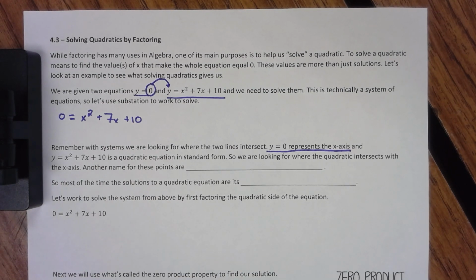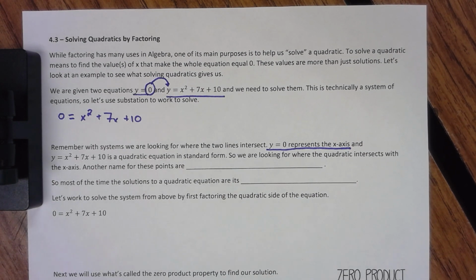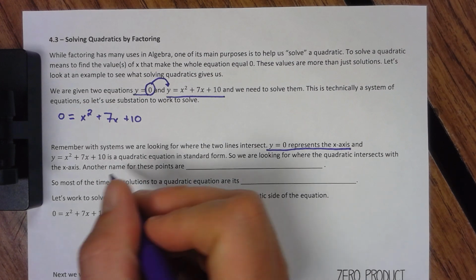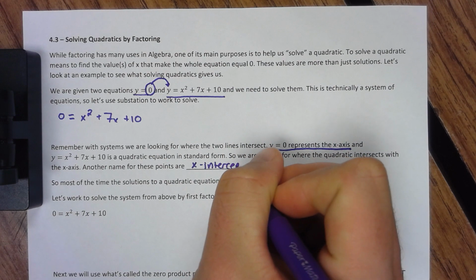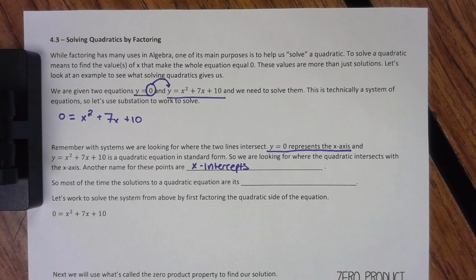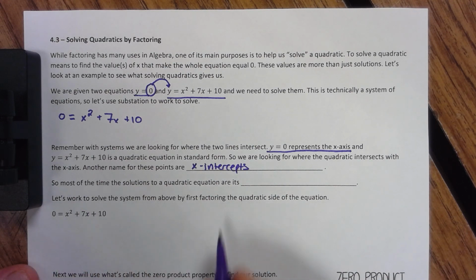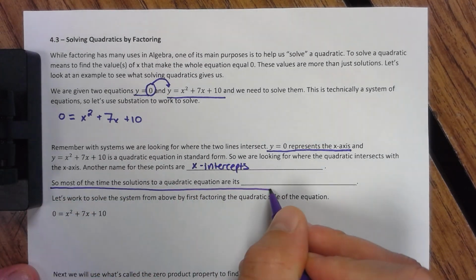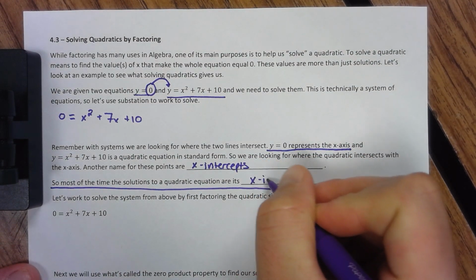And y equals x squared plus 7x plus 10 is a quadratic equation in standard form. So we're looking for where the quadratic intersects with the x-axis. The name for that is x-intercepts. So really, when we are factoring a quadratic, we are finding the x-intercepts of that given graph. Let's add this part to our notes: most of the time the solutions to a quadratic equation are its x-intercepts.